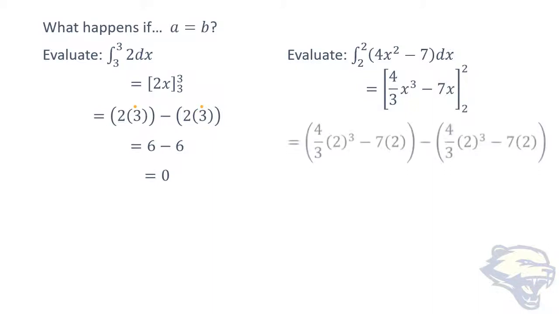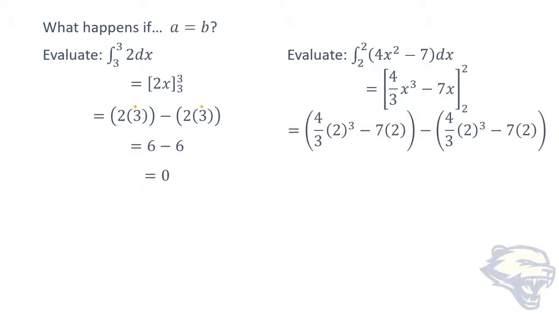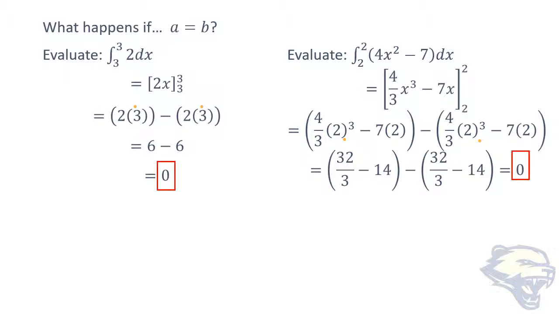I take the upper 2 and plug it in. Is it a gross fraction? Yes. Does it matter? No, because I get that same gross fraction in the front as I do in the back, right? Go through, simplify it, whatever. It still comes out to give me 0. They're both going to give me 0. That will always happen if your upper and lower limits are the same, right?